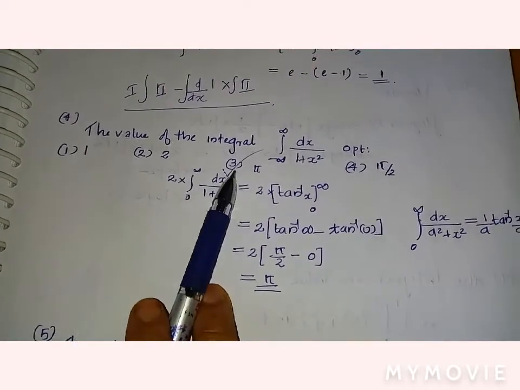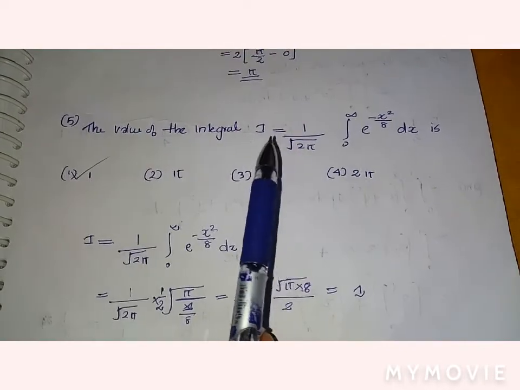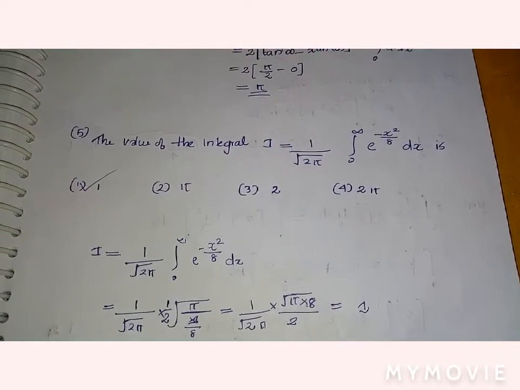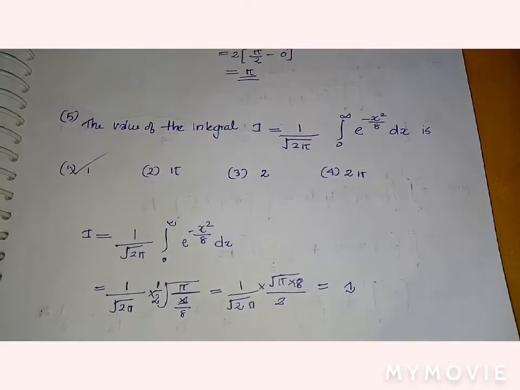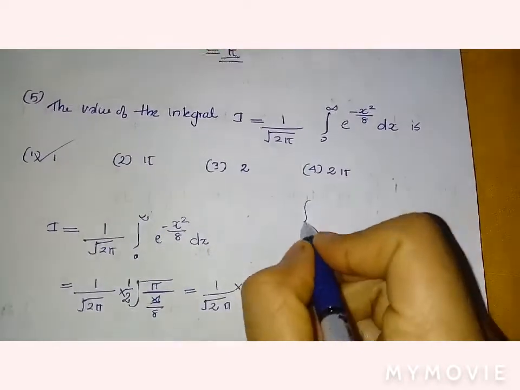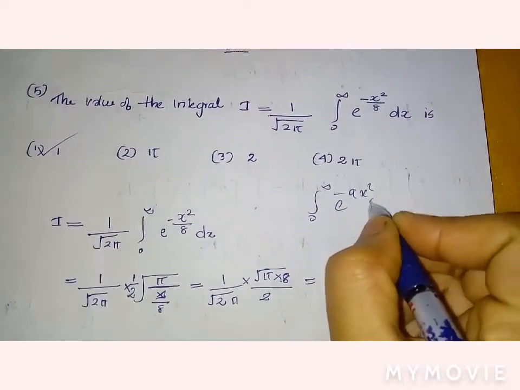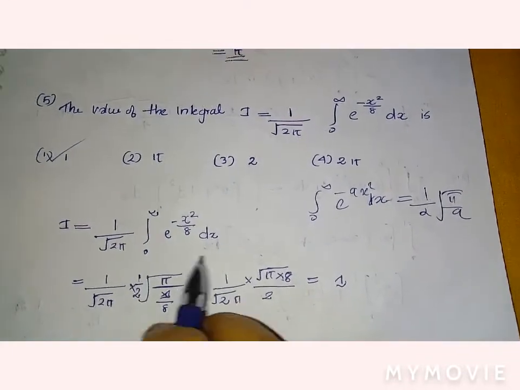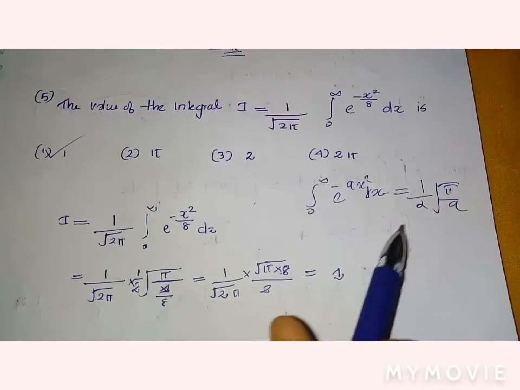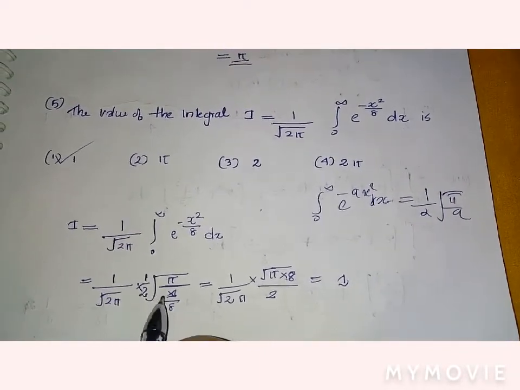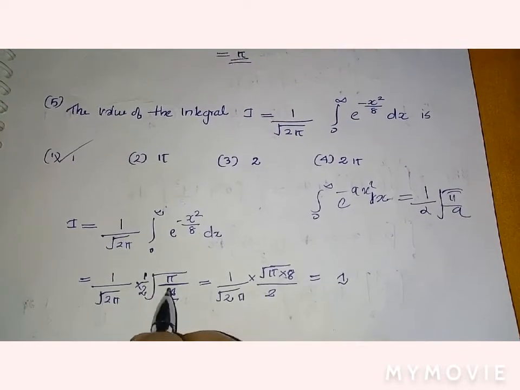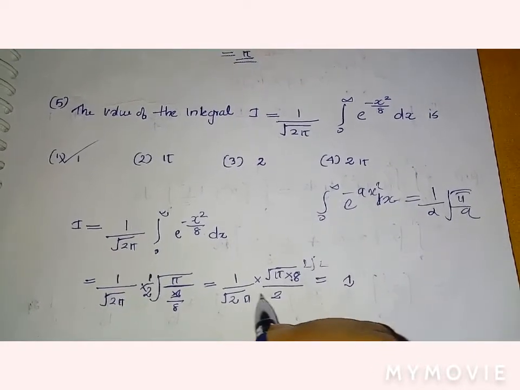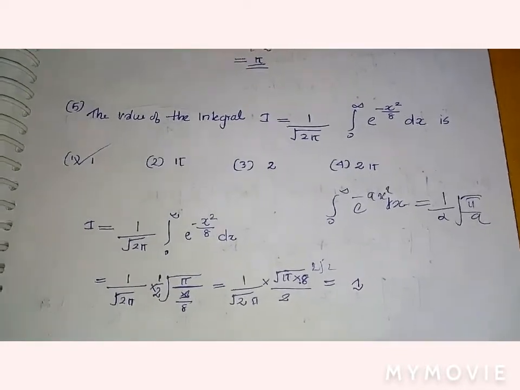So option third. Here in this problem, I is equal to 1 by under root 2 pi, integral 0 to infinity e raised to minus x square by 8 dx. Here we know that it is a Gaussian function, that is integral 0 to infinity e raised to minus a x square dx is 1 by 2 under root pi by a. So here a is 1 by 8, and if we substitute the value, root 8 is 2 root 2, and cancelling 2 and root pi, we get the answer as 1. Okay.